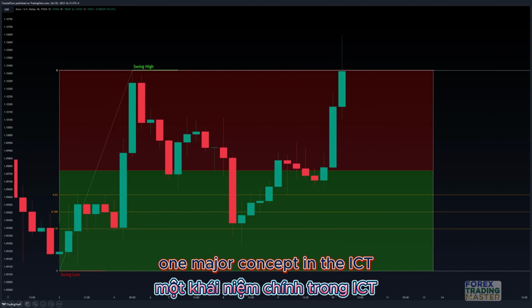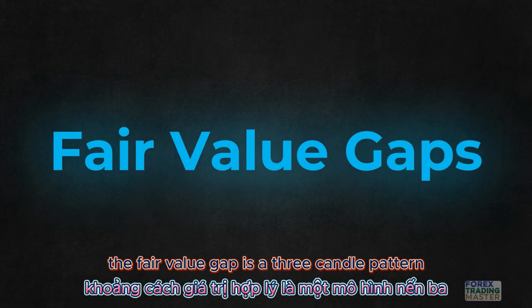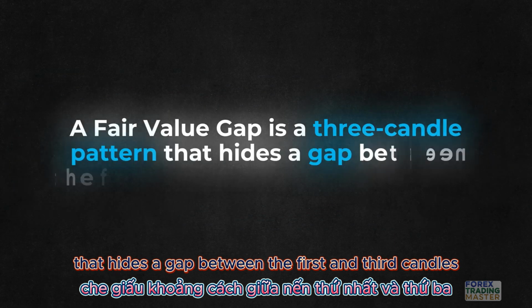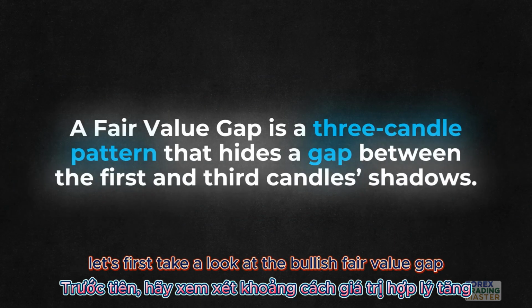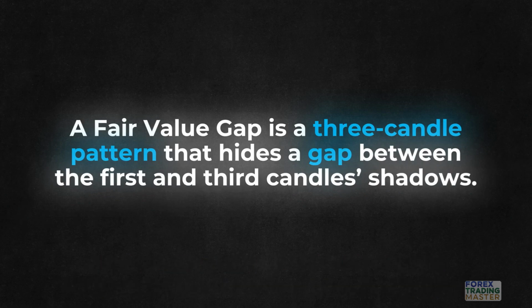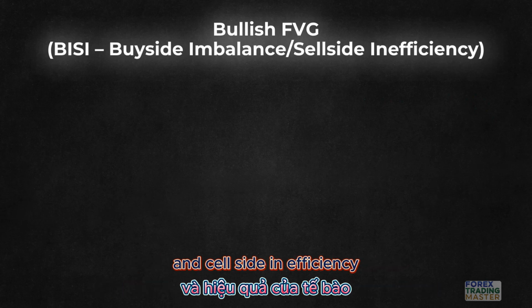One major concept in the ICT methods is the fair value gap. The fair value gap is a 3-candle pattern that hides a gap between the first and third candles' shadows. Let's first take a look at the bullish fair value gap, which is often called BISI. BISI simply stands for buy-side imbalance and sell-side inefficiency.